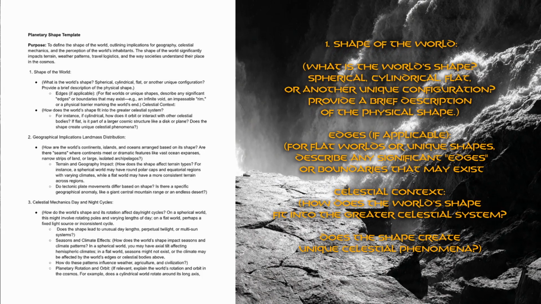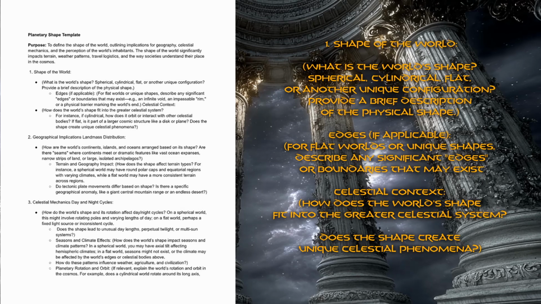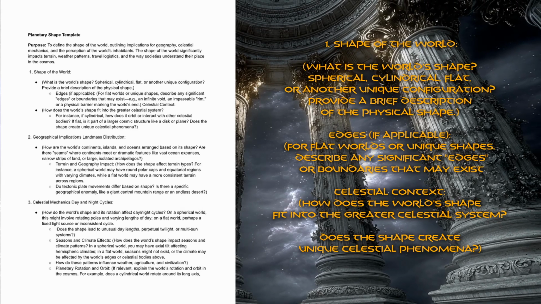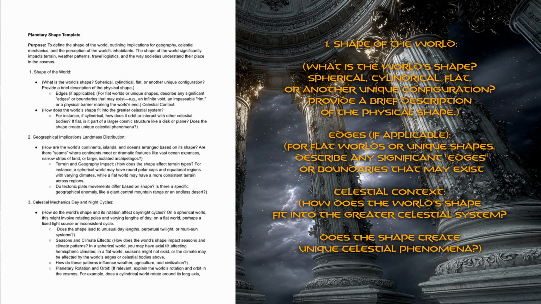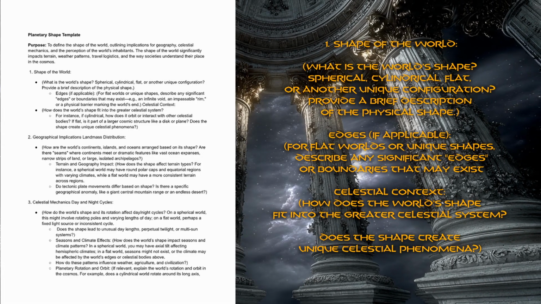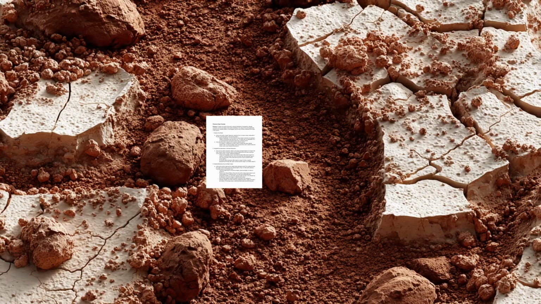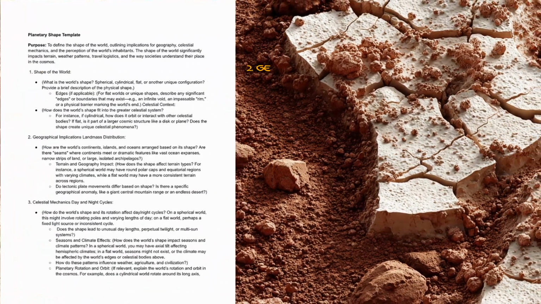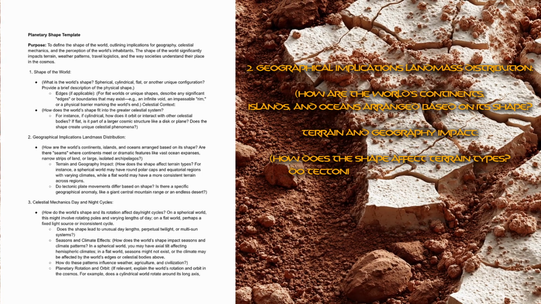Simultaneously, you must define the celestial context. How does this object sit in the void? Does it orbit a star, creating defined years, or is it a stationary plane, perhaps resting on cosmic pillars, creating a timeless stasis? Section 2. Geographical implications. This is where we determine how the land behaves.